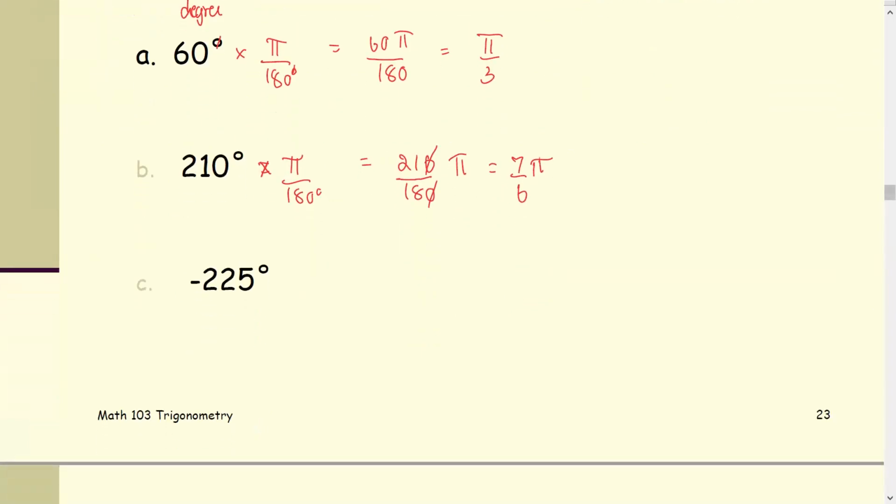Next, if an angle theta is negative 225 degrees, multiply by pi over 180 degrees to get negative 225 pi divided by 180 degrees, and reduce the number to be negative 5 pi over 4.